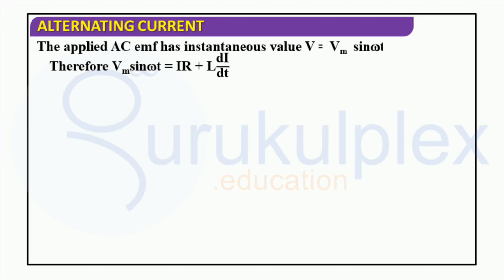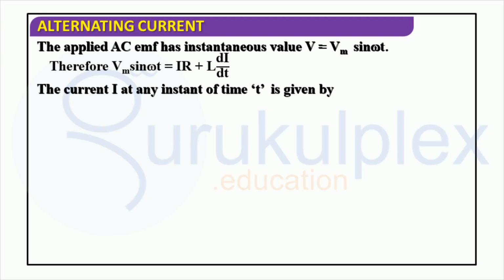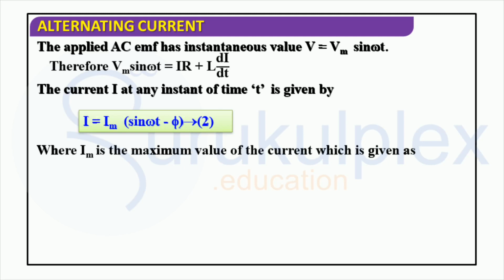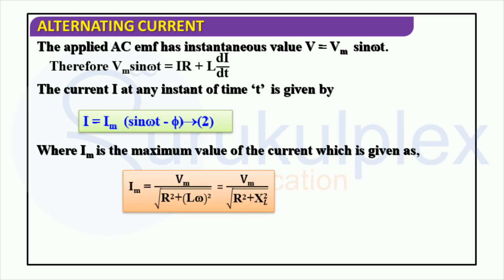In this slide we see the applied alternating current, or AC, EMF, which has an instantaneous value of V equals Vm times the sine of omega t. The current I at any instant of time t is given by I equals Im times the sine of omega t minus phi. Lastly, Im is the maximum value of the current.